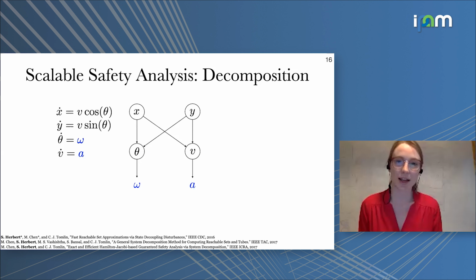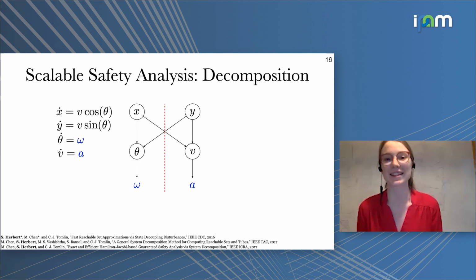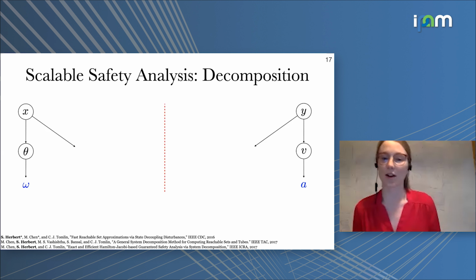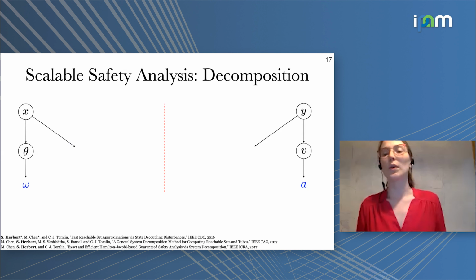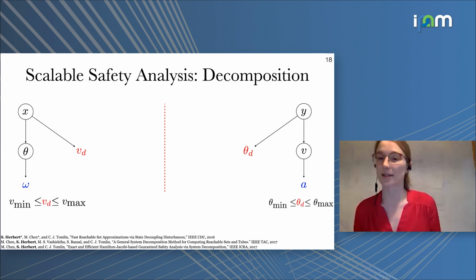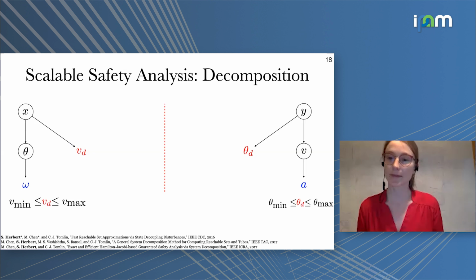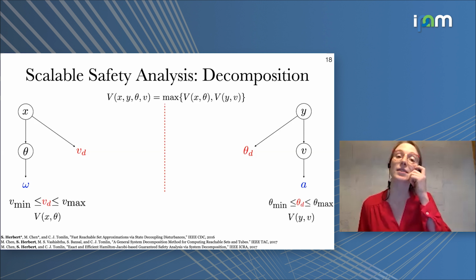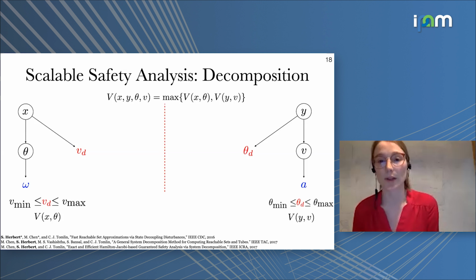And so we asked, well, what if we just brutally decompose this, just slice it down the middle, rip this apart, and now we have two 2D systems. The issue is that we are missing state information, as you can see here. We're missing V on the left side and theta on the right side. So we asked, well, what if we replace that missing information with a worst case assumption over what it might be? So we treat it as a disturbance and solve for these subsystems. Then we put them back together by saying the value at a particular X, Y, theta, and V is the max, or worst case value, between the two.